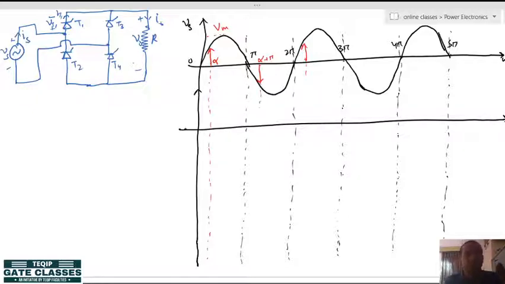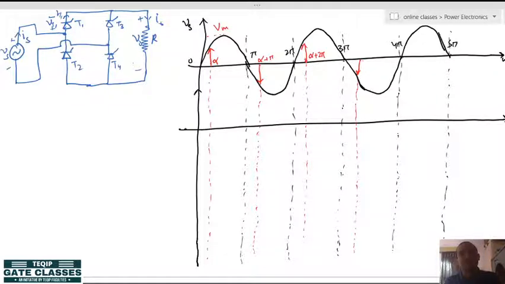Please note it. Symmetrical firing means that whatever firing angle you are providing in the positive cycle, that similar firing angle you are providing in the negative cycle also. It is not that in the positive cycle you are providing, let us say, alpha 1 degrees and alpha 2 degrees in the negative half cycle. No, we are providing symmetrical firing, because symmetrical firing helps us avoid unnecessary harmonics in the power electronic circuits and in the PCC.